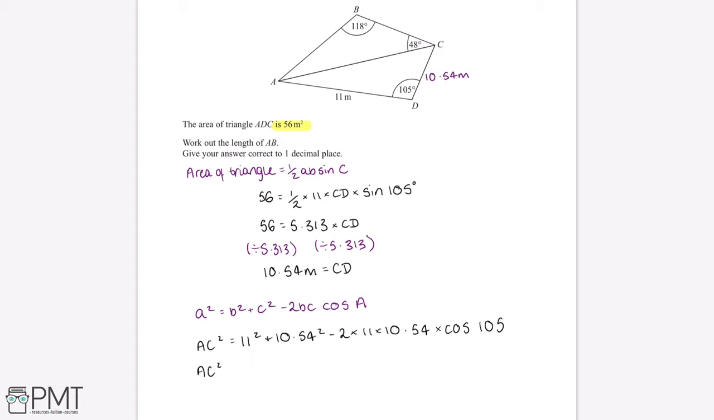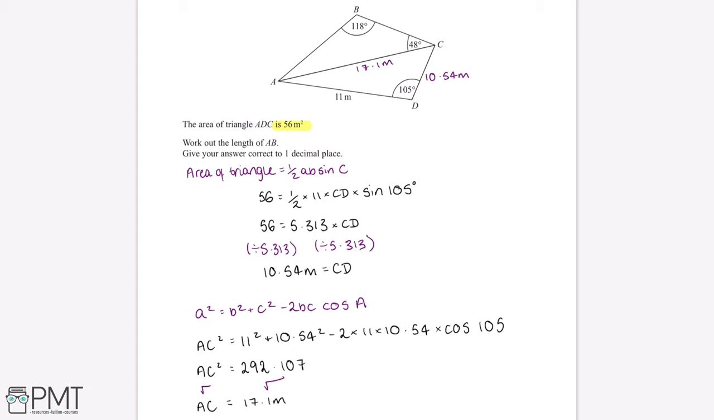And if we put the right hand side of this equation into our calculator, this tells us that side length AC squared is equal to 292.107. And if we square root both sides of this equation, this tells us that side length AC is equal to 17.1 metres. And again, we can write this into our diagram.